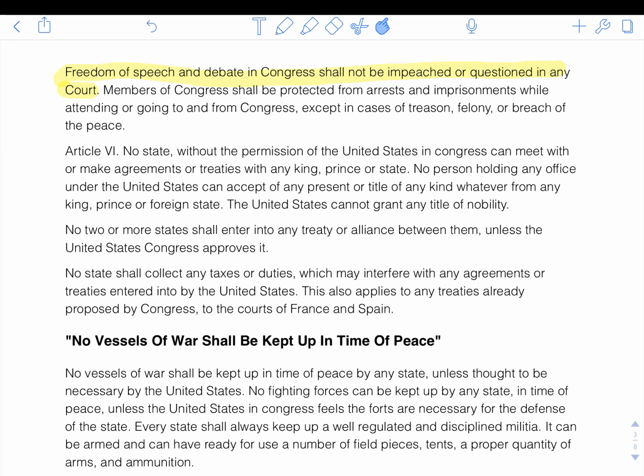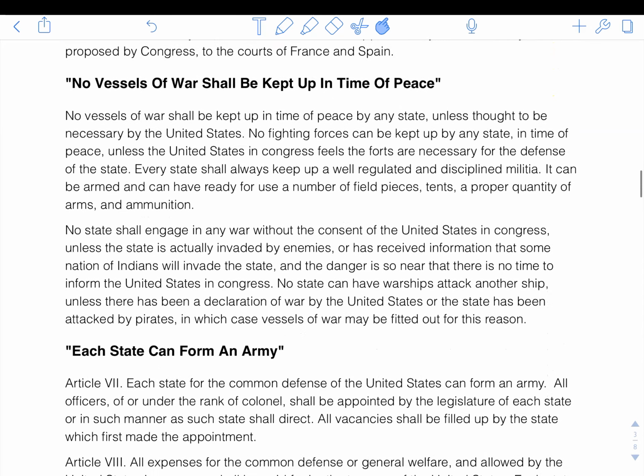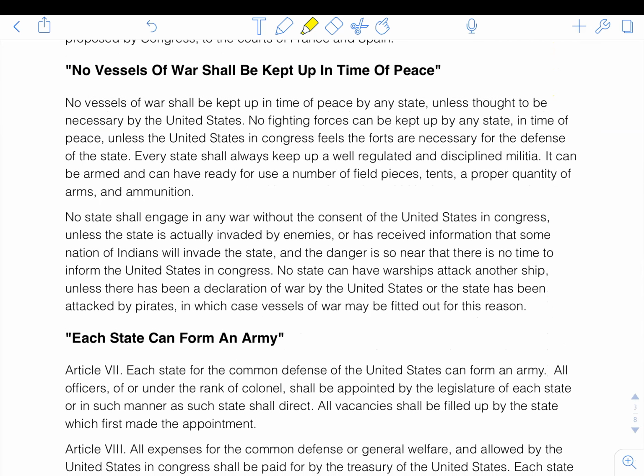Article 6, no state without permission of the United States Congress can meet or make arrangements with any. So again, we're functioning as a whole. So although you have rights and independence, you can't be making side agreements with other states. And within this confederation, two states can't make any treaty or alliance unless it's approved by the whole. So again, you see these articles are just laying out how we're going to function. No vessels of war shall be kept in time of peace. So again, this is kind of the idea that you can't be stocking up an army and maybe attack us later.